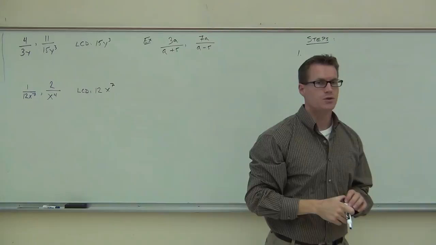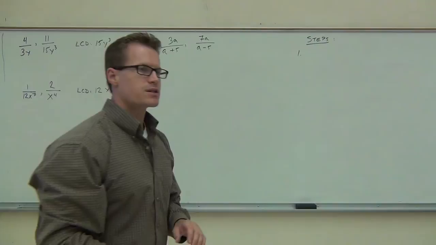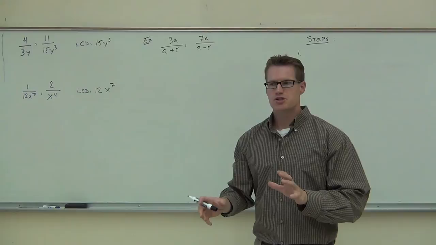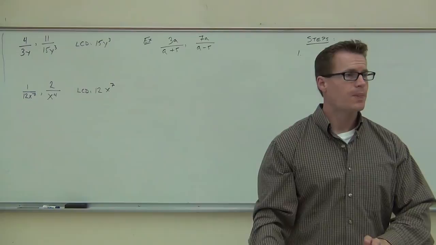First thing you're going to do, now all these steps might not be applicable to your particular problem, but here's the first step. When we're looking for the LCD, what we're looking for are the largest powers of each common factor. Factor. So the first thing you're going to do is factor the denominators. You've got to look for factors. It's got to be factored.